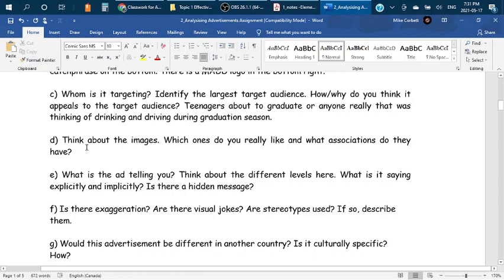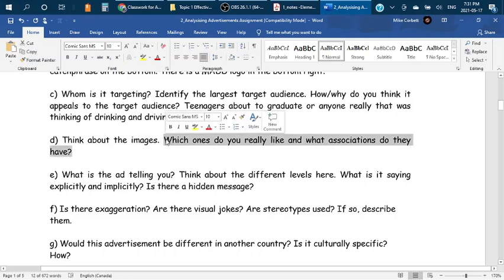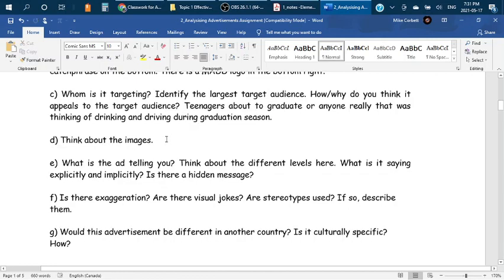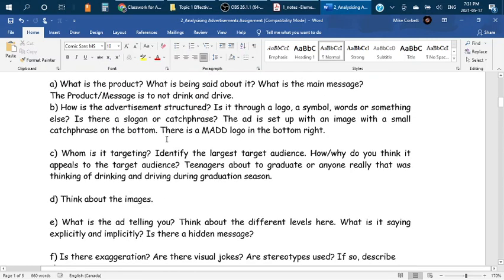So this is a question here that is supposed to just apply to each of the different images. This is which ones do you like, which ones do you... So this one here, I'm going to skip this part here, and we're just going to focus on this one image and talk about this image here. Do you like it? Don't you like it? What's it saying? Think about this image. Think about, is it effective?